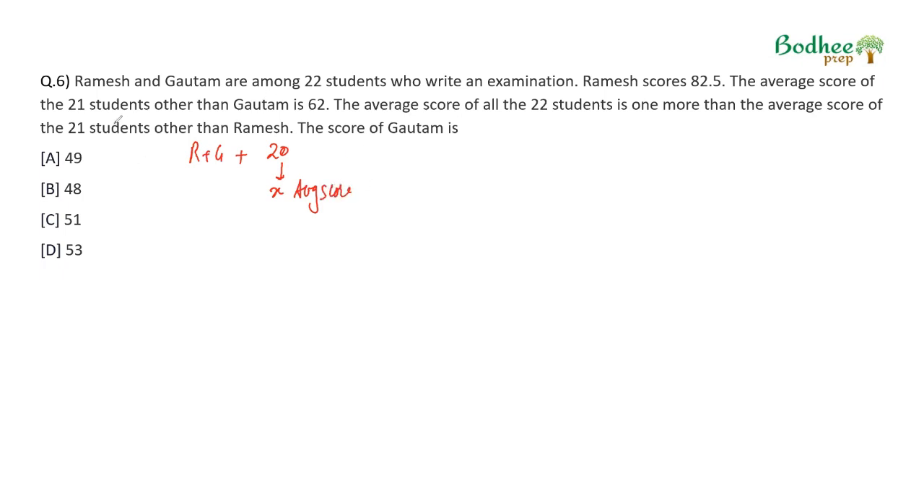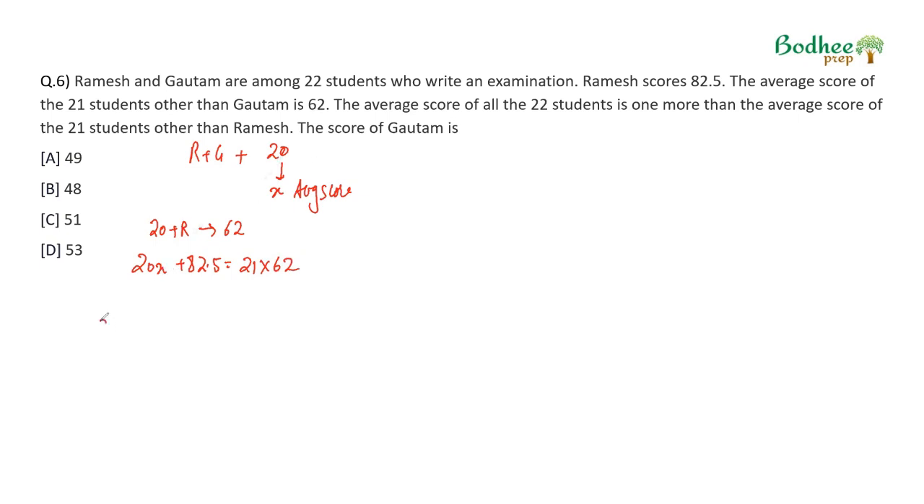Now, the average score of 21 students other than Gautam, that is 20 students plus Ramesh, the average is 62. So we can say 20x, the score of the 20 students, plus Ramesh's score is equal to the score of the 21 students, which is number into average. From here we can get the value of x.